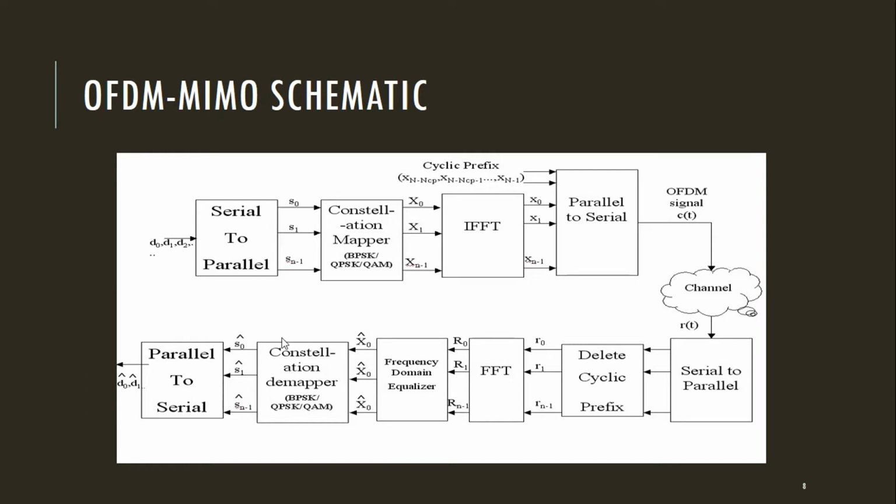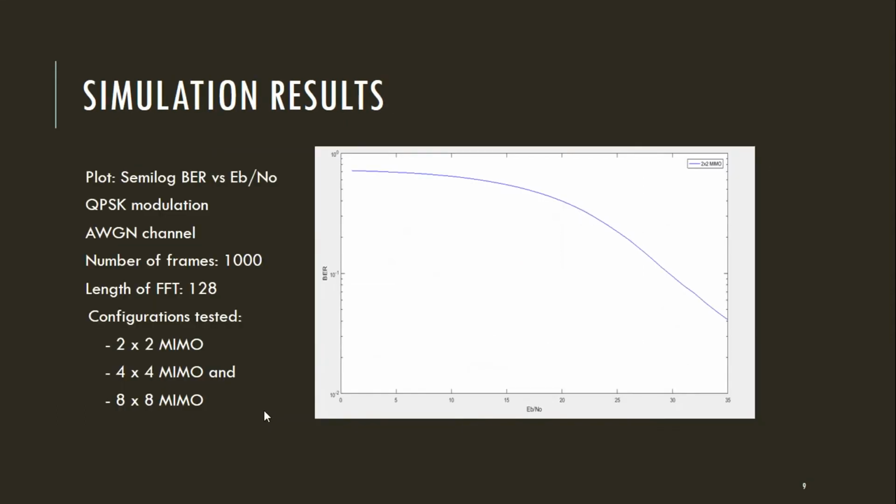These are fed to the FFT block, and then subsequently to the frequency domain, and again the constellation demapper, that is the demodulator. As we can see here, instead of S0, S1 and Sn-1 that we had sent, we get S0 hat, S1 hat and Sn-1 hat. This notation denotes that they are not the same. There have been a few bit errors in the transmission, so these two signals are different, and that is where we compute our bit error rate from and analyze the performance. With this background, I would like to move forward to the simulation results.